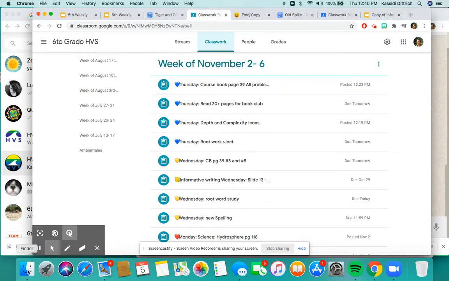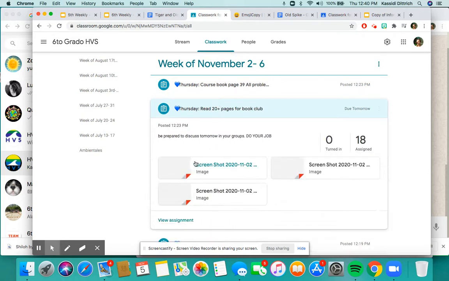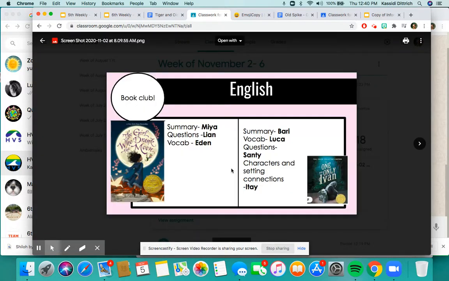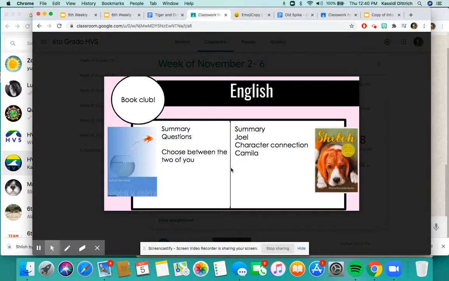Your book club books would be the books that we've been reading for the last few weeks. A lot of you have started and taken the quiz. There was a quiz last week, and there will be a quiz tomorrow on the next 20 pages in your book. So please make sure you are reading and doing your jobs.